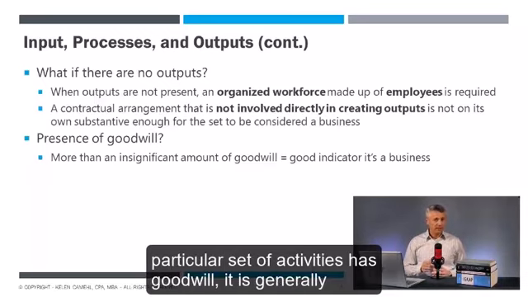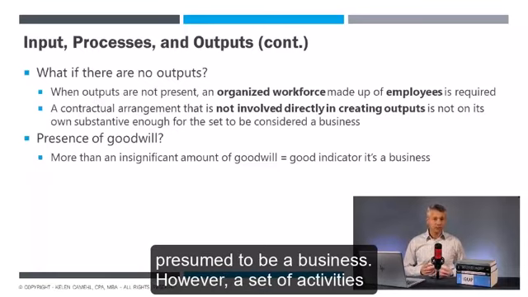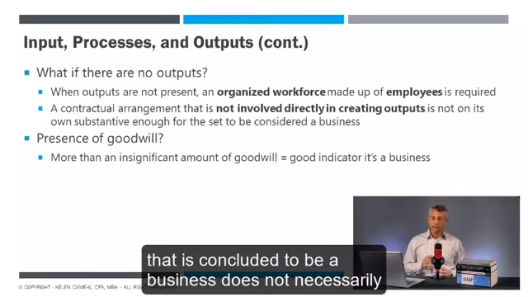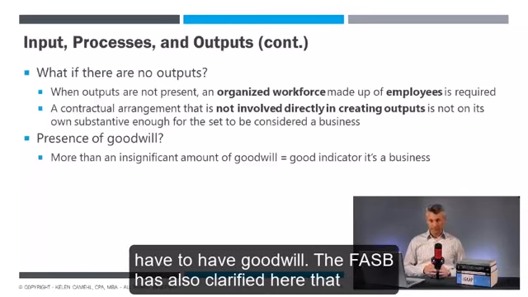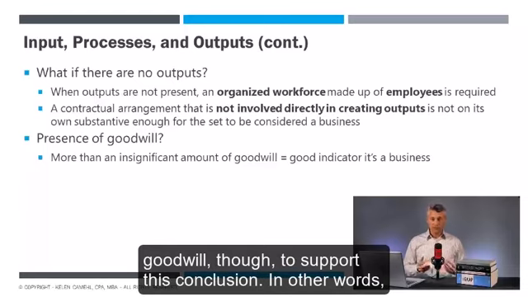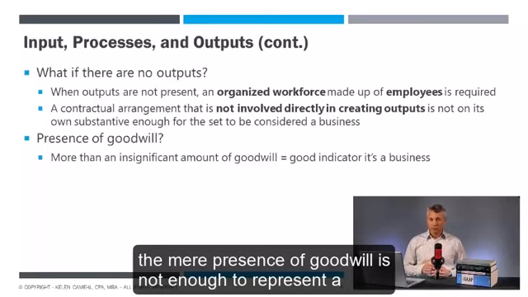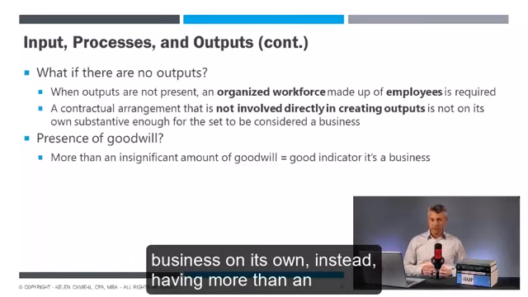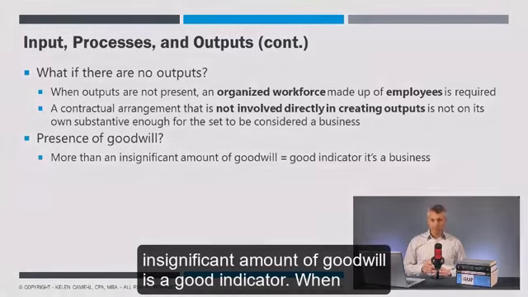If a particular set of activities has goodwill, it is generally presumed to be a business. However, a set of activities that is concluded to be a business does not necessarily have to have goodwill. The FASB has also clarified here that there should be more than an insignificant amount of goodwill, though, to support this conclusion. In other words, the mere presence of goodwill is not enough to represent a business on its own. Instead, having more than an insignificant amount of goodwill is a good indicator.